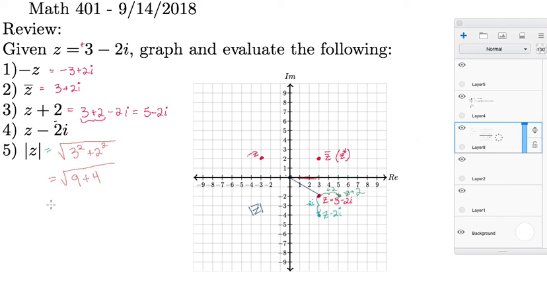Because 13 is prime, the exact answer would be the square root of 13. It's a prime number, which means there are no positive factors or perfect squares that multiply to equal 13, so this is the simplified form. If you wanted to evaluate this in your calculator, you could do so, but this is the exact answer. So the magnitude of Z is equal to the square root of 13.